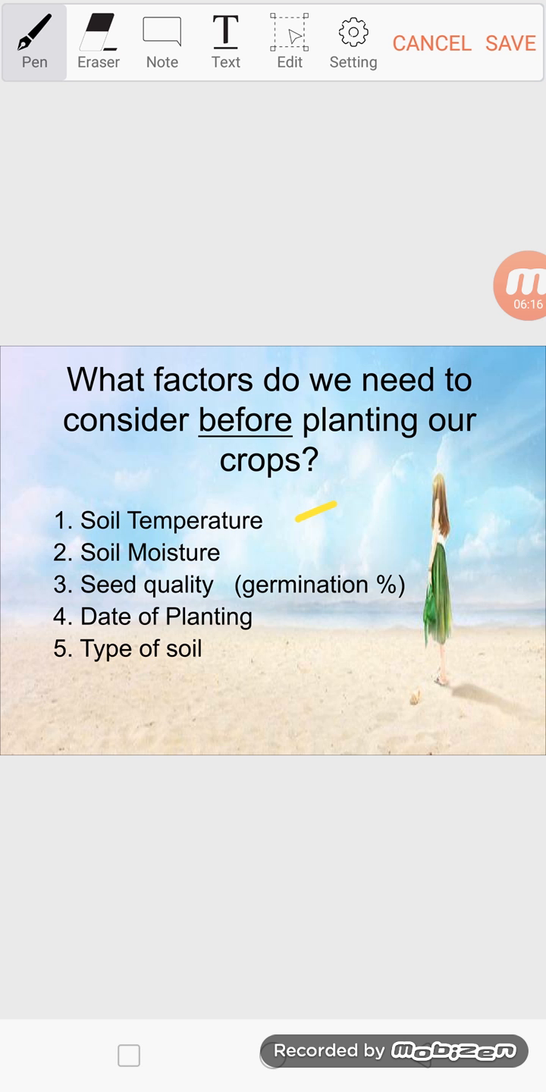So of course, this factor of temperature, it requires a temperature that is suitable to the tropical climate. If we plant it in cold countries, it may not be able to survive. Okay? Soil moisture. If the soil is very dry, then the roots need to work really, really hard to find a source of water.